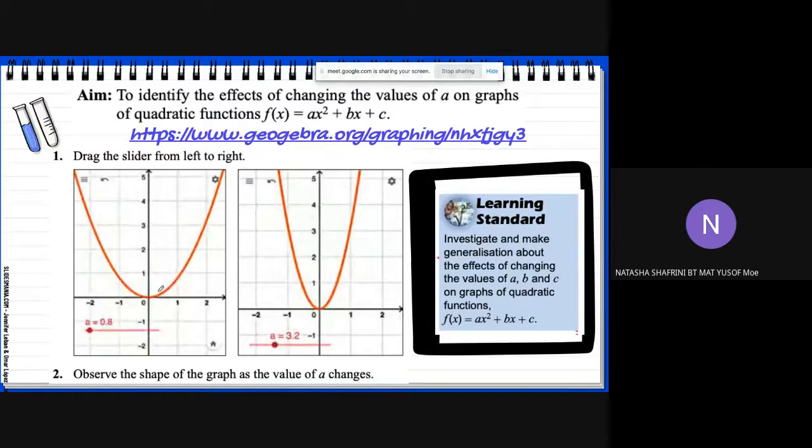Okay, now kita nak tengok what happen if we change the value of a. To identify the effect of changing the value of a, cikgu nak tukar value a dia. B dengan c cikgu tak tukar, on graph of quadratic function f(x) equal to ax square plus bx plus c. Okay, tengok. Kita punya value a, katalah sini phase 1 is 0.8, satu lagi 3.2.